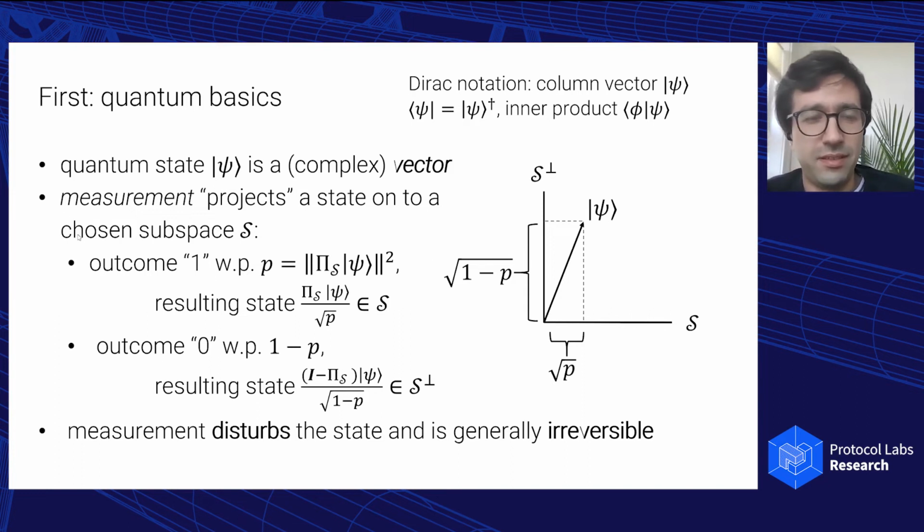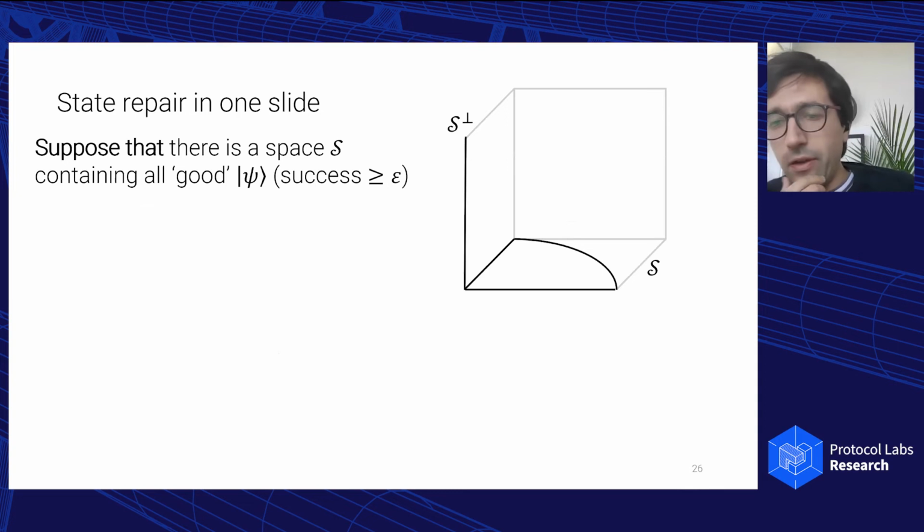Measurement is the way that we learn information about quantum states. You can't find anything out about a quantum state without making a measurement. So this is the essential problem of quantum information. You want to find things out about states, but doing so changes the state, so you need to be very careful about what you try to learn about the state. Okay, with that in mind, how do we do state repair? I'm going to give a very brief summary of the approach and then talk a little more about the specifics.